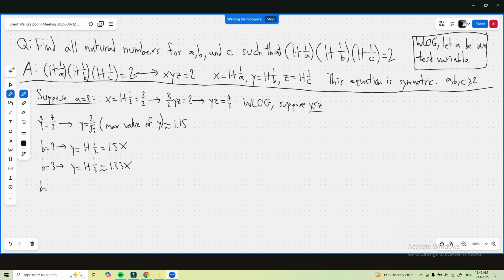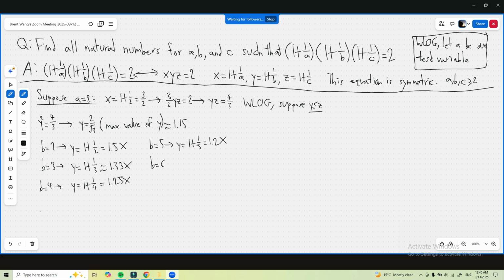If b is equal to 4, y is equal to 1 plus 1 over 4, which is equal to 1.25. That's clearly bigger than 1.15. So no, if b is equal to 5, then y is equal to 1 plus 1 over 5, which is equal to 1.2, which doesn't work.